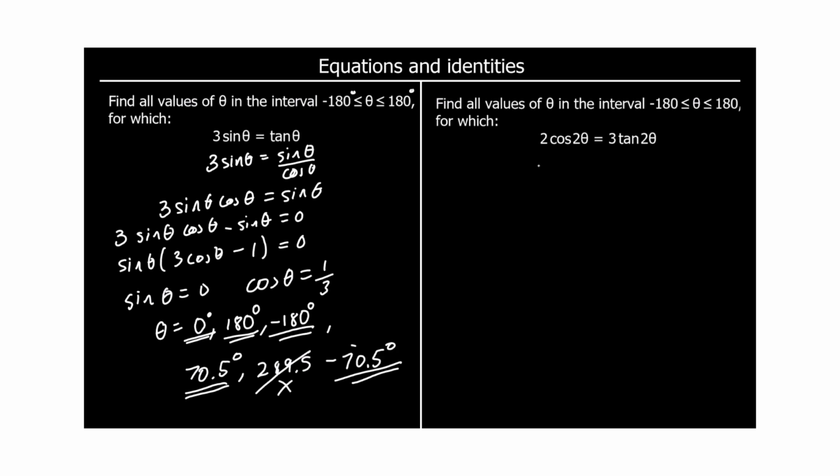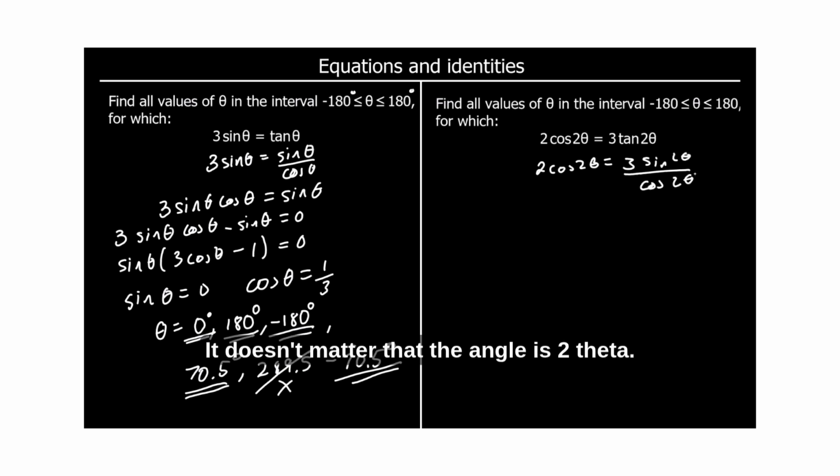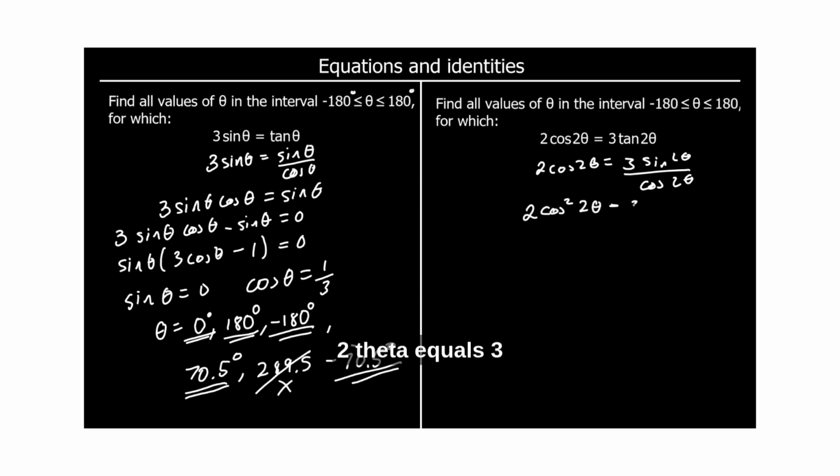tan 2 theta. So we're going to change tan theta into sine theta over cos theta. It doesn't matter that the angle's 2 theta. Tan 2 theta equals sine 2 theta over cos 2 theta. Whatever that angle is, the identity works. And then we'll times both sides by cos 2 theta, and we'll get 2 cos squared 2 theta equals 3 sine 2 theta.